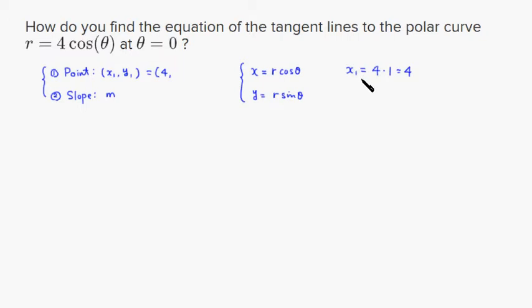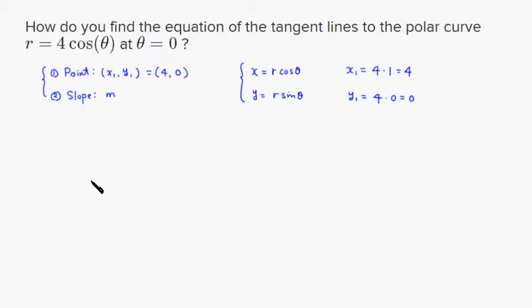Then y1 is actually pretty easy because there's a sine of theta. When theta equals 0, sine of 0 is 0. So r is again 4, but times 0 gives you 0. So y1 is 0. At least we know that the tangent line has to go through that point.